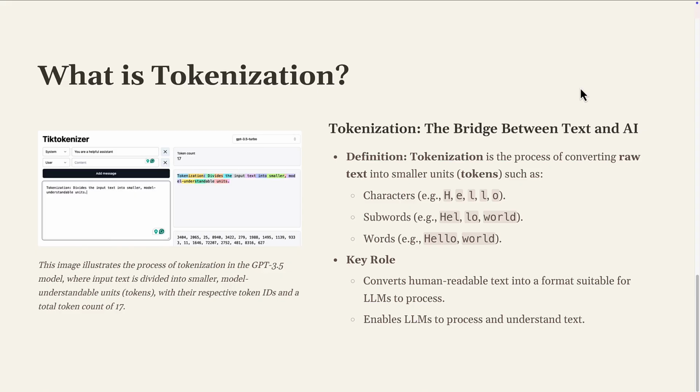Okay, so we have the input IDs, and you can see "the" has a space here. It's with a space, "input" with a space, "text" with a space, and so on. This is the way it was trained.